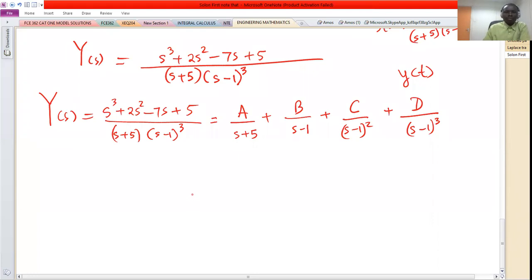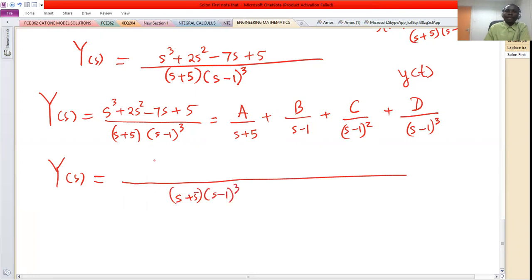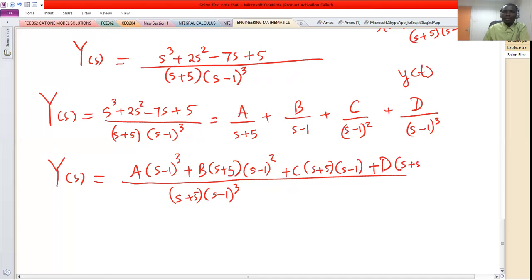So we need now to solve for these values here. So we have y of s will be given by, so LCM remains to be s plus 5 into s minus 1 cubed. So I'll have a into s minus 1 cubed plus b into s plus 5 into s minus 1 squared, and then plus c into s plus 5 into s minus 1, and then plus d into s plus 5. So that's what we have. I remember this must be the same as what we have here.